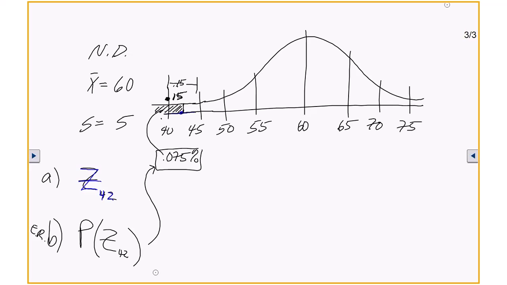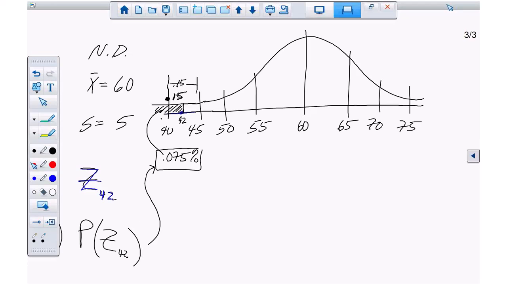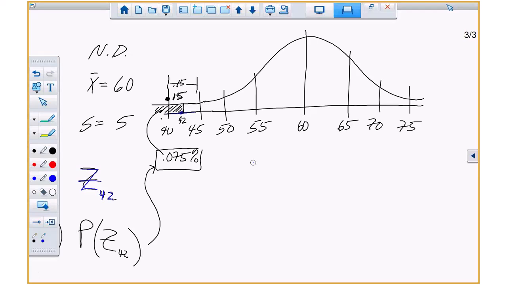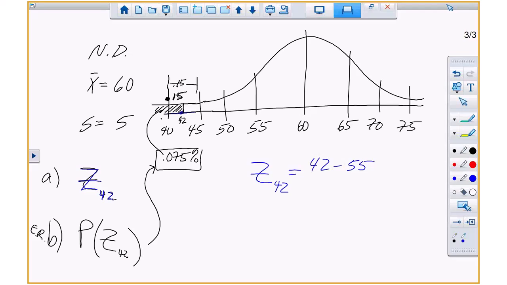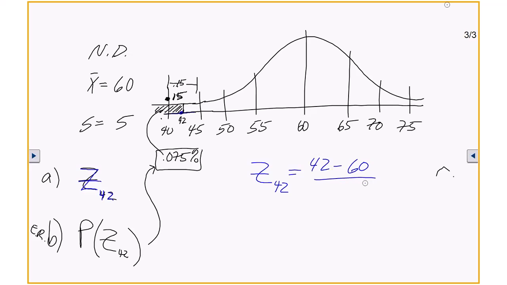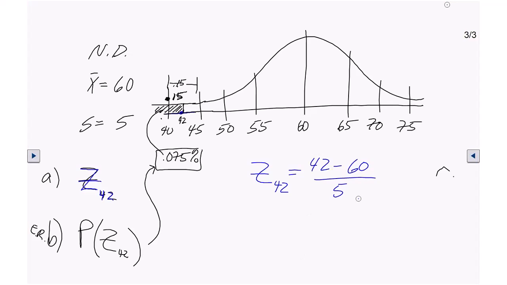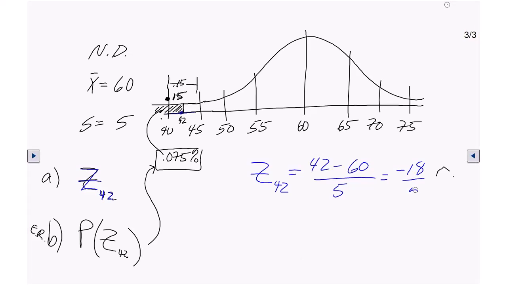Now let's find that z-score. Here's 42, but we got to find that z-score. So we got to plug it in. So z at 42 is equal to 42 minus 60, over 5. And what's 42 minus 60? Negative 18. Negative 18 over 5.